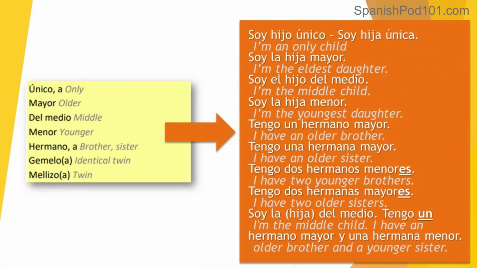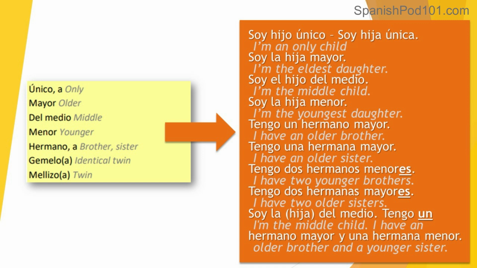Let's see how we can use this vocabulary in sentences to describe your family members, especially when we're talking about sons and daughters. If you want to say you are an only child, or if you are the oldest or the youngest, if you have older siblings or younger siblings. Por ejemplo, soy hijo único, soy hija única. ¿Sí? I'm an only child.